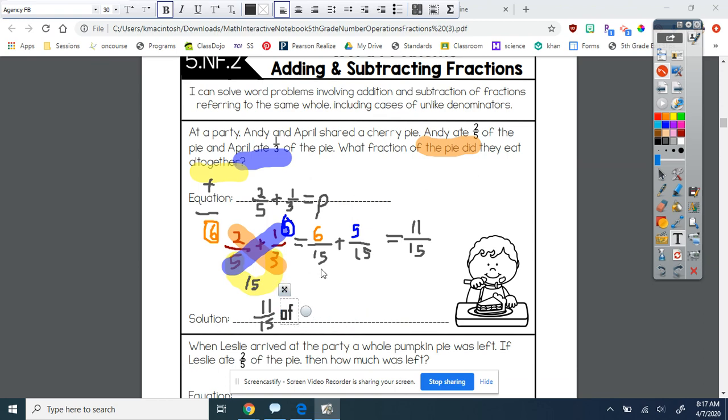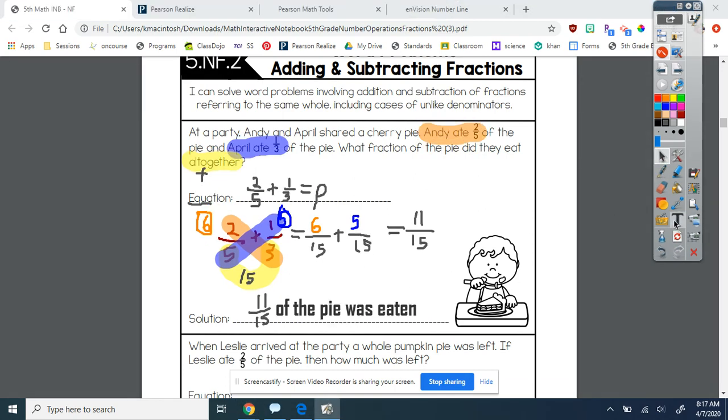I can just say 11/15 of the pie was eaten. That's fine. You could say a whole sentence: Andy and April ate 11/15 of the pie altogether. That's even better. And just like I clicked over here and used my text, Pear Deck gives you that option. You can click text and add it in just like I did here.